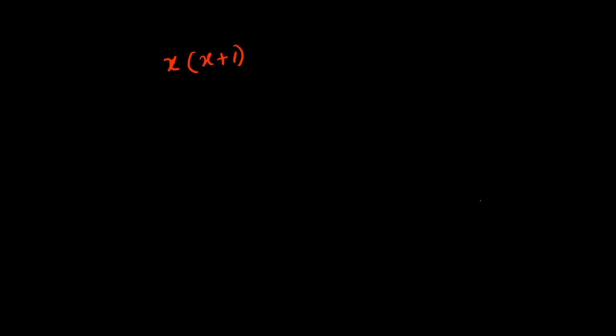For example, if you take a number 4, its next number is 5. If you take 5, its consecutive number is 6. So 5 plus 1 is 6, right? The same way, if a number is x, its consecutive number you can take as x plus 1, and they gave the product as 30.